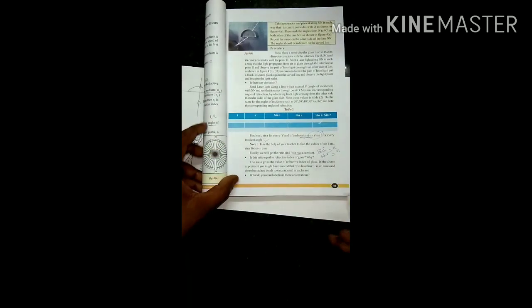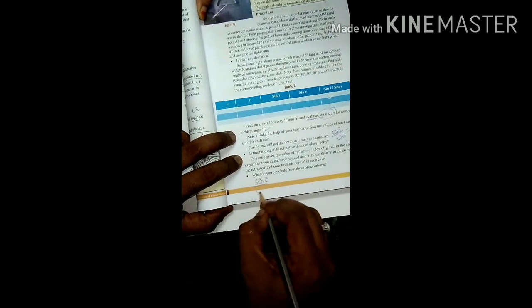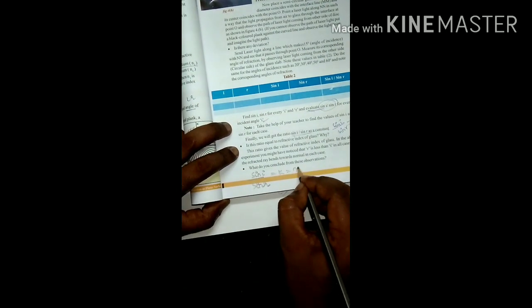Here, the final thing, in the case of textbook page number 49: what do you conclude from these observations? That sin i by sin r is equal to a constant. That constant is nothing but n, that is equal to c by v. From this we can write n2 by n1 is equal to v1 by v2. That's what we already gave earlier. Now this law is called Snell's law.